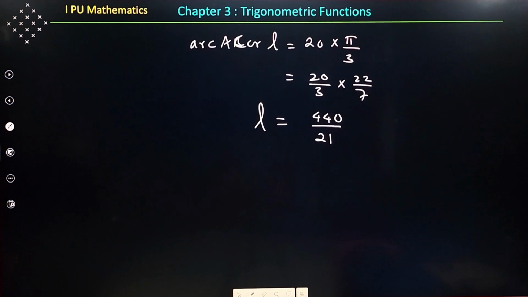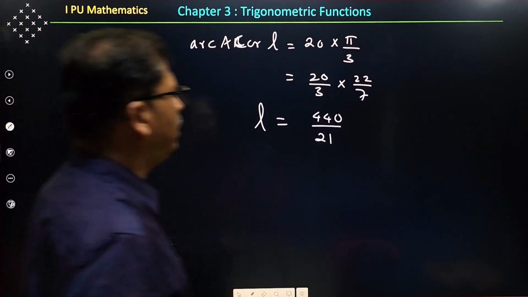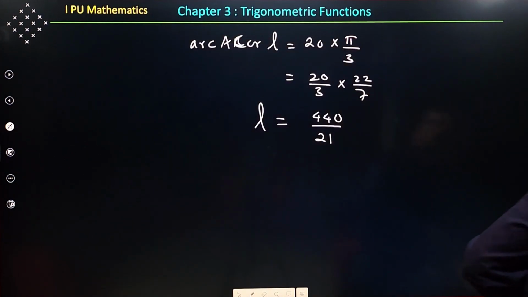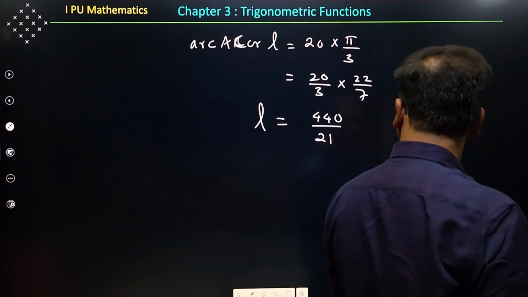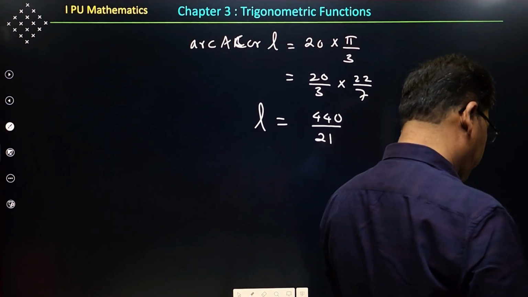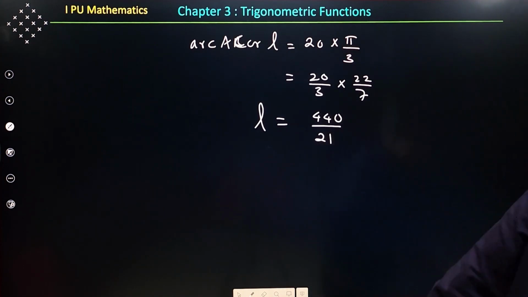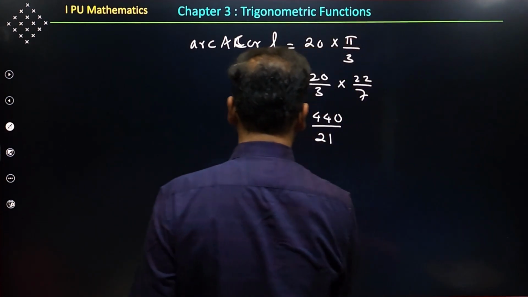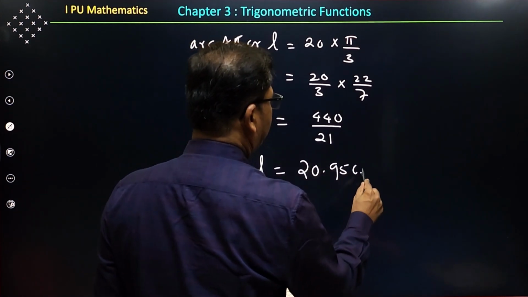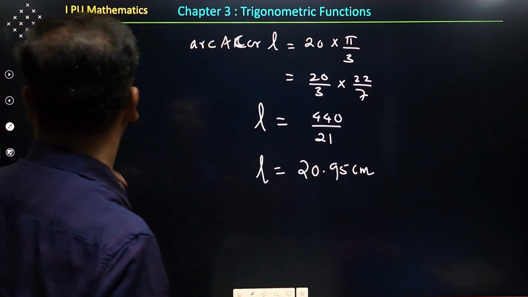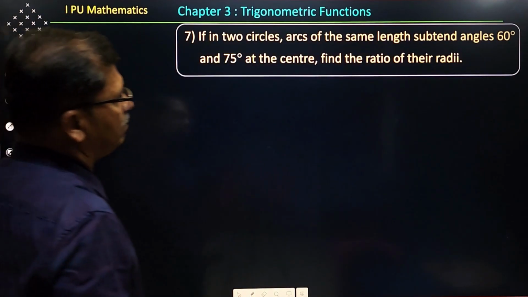Someone do the calculation, who? 440 divided by 21. The answer can be kept as 440 by 21, but calculate it and write. 440 divided by 21 is 20.95. L is equal to 20.95 centimeter. So this is the answer for this question. Let us move to the next question.